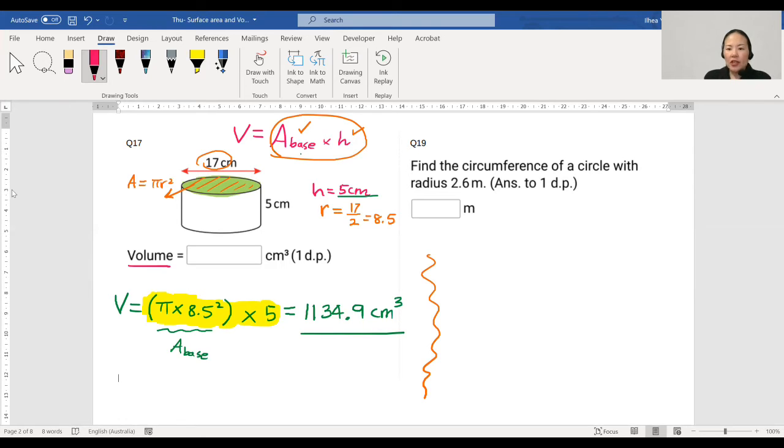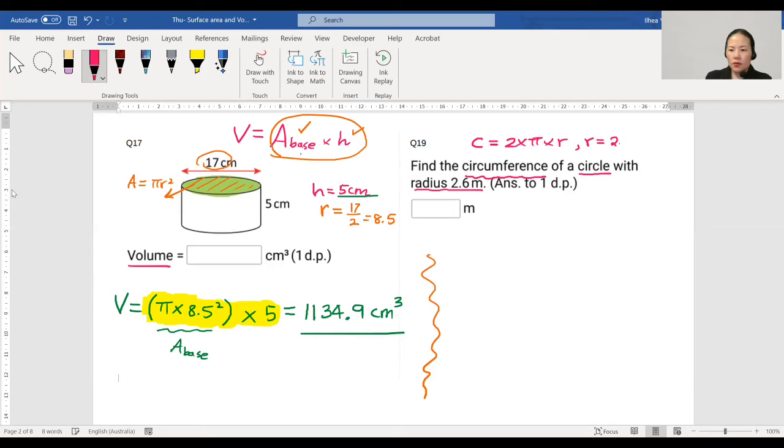All right, question 19. Find the circumference. Okay, Hannah, what's the formula for the circumference? C equals 2 times pi times radius. Excellent. So all we need here is the radius. So Hannah, what is my radius here, please? 2.6. Good. So make sure you highlight or underline the important information here.